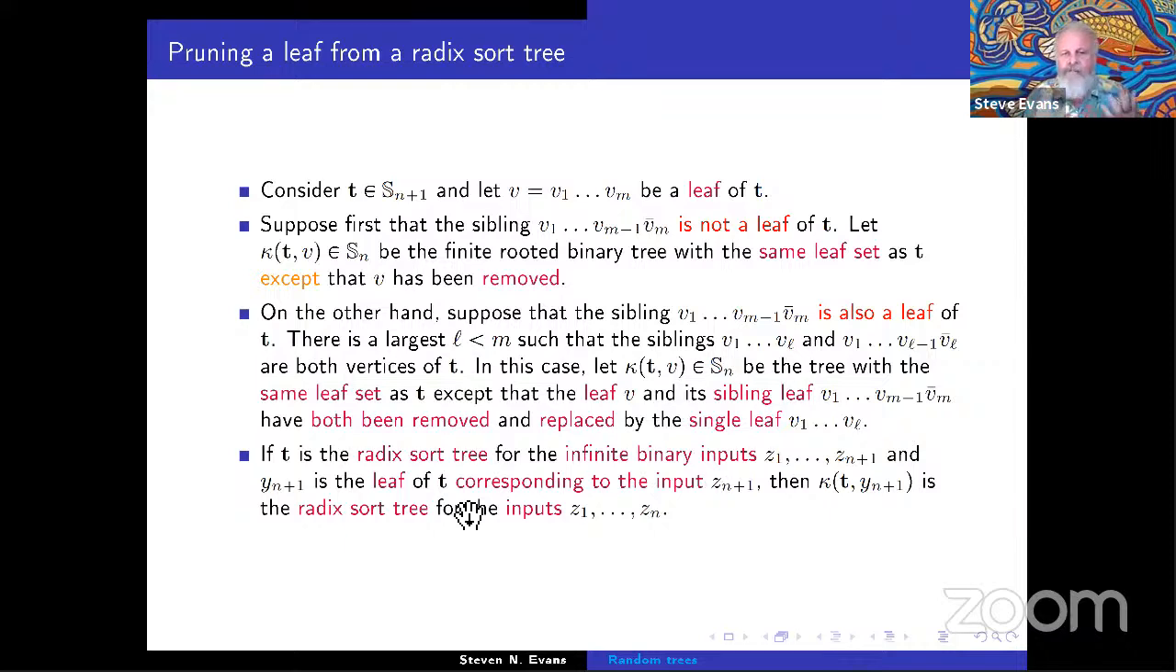And this pruning operation, you can check, does exactly what I said: if T is the radix sort tree for the infinite binary inputs Z1 up to Zn+1, and Yn+1 is the leaf of T corresponding to the input Zn+1, then the pruning operation for the tree T with respect to the leaf Yn+1 is the radix sort tree for just the first n inputs, Z1 up to Zn.